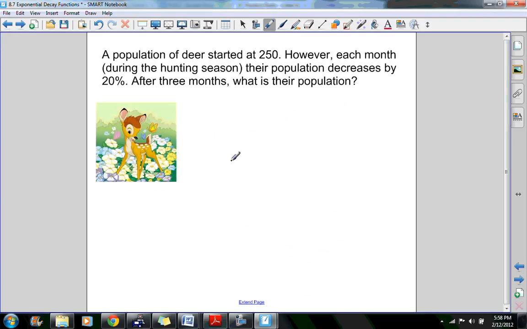Alrighty, so a population of deer started at 250. However, each month during the hunting season, the population decreases by 20%. After 3 months, what is their population? I appropriately put a picture of Bambi in here for you. Okay, give this one a try.